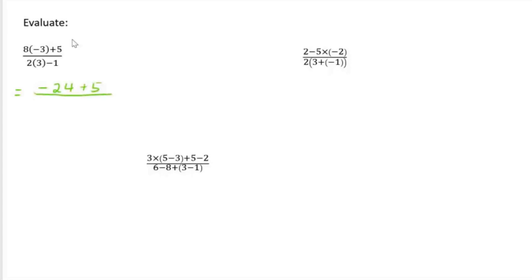While we're at it, we can work on the denominator. 2 times 3 is 6. So we have 6 minus 1. Again, I'm separately thinking of the numerator. We're thinking of the numerator separately from the denominator. Negative 24 plus 5 is negative 19, and 6 minus 1 is just 5.